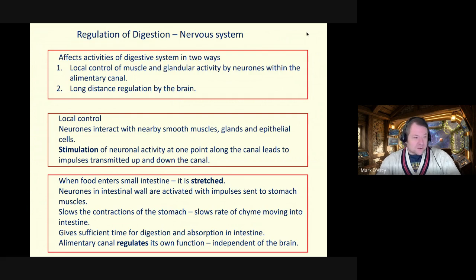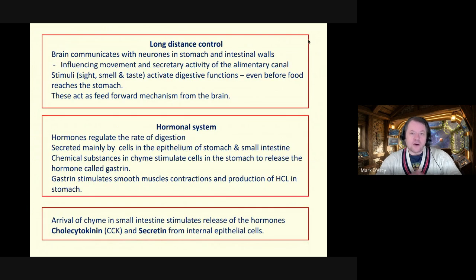Okay, so long distance control. The brain communicates with neurons in the stomach and intestinal walls, influencing movement and secretory activity of the alimentary canal. Stimuli such as sight, smell, and taste activate digestive functions even before food reaches the stomach. These act as feed-forward mechanisms for the brain, so the brain can prepare for digestion. Now, this means that there is a kind of issue in certain ways.